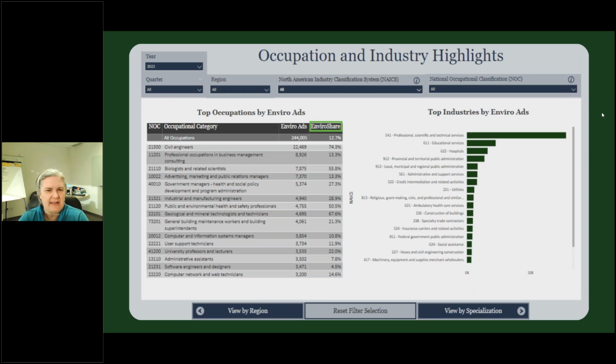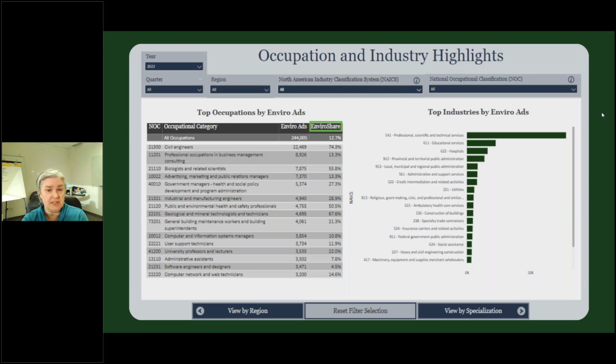So here's a sample of what our current job posting analysis dashboard looks like. And this dashboard is available on our website. You can go to eco.ca, check out the research section, and under job trends, you'll find this job posting analysis dashboard. The JPA dashboards include national data and provincial and territorial data on both a quarterly and an annual basis. We also provide data by occupation, by industry, and by environmental specialization.